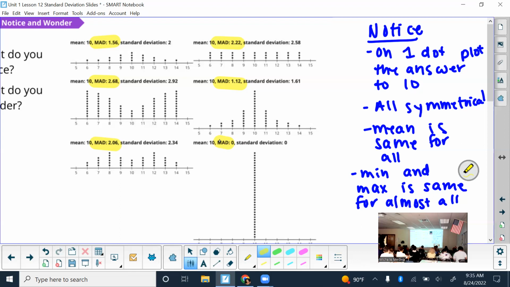All right, but back to this question. What type of measure is the mean absolute deviation? Is it a measure of center, like a typical value? Or is it a measure of spread, like how far away the value is? A measure of spread. So which one is the most spread out? Which dot plot?